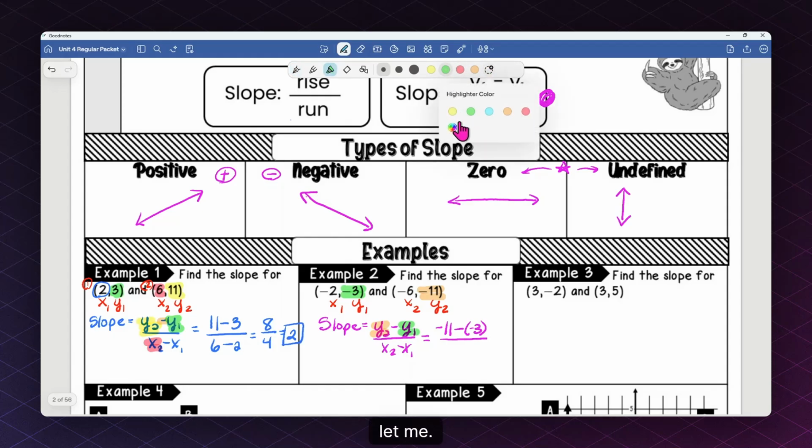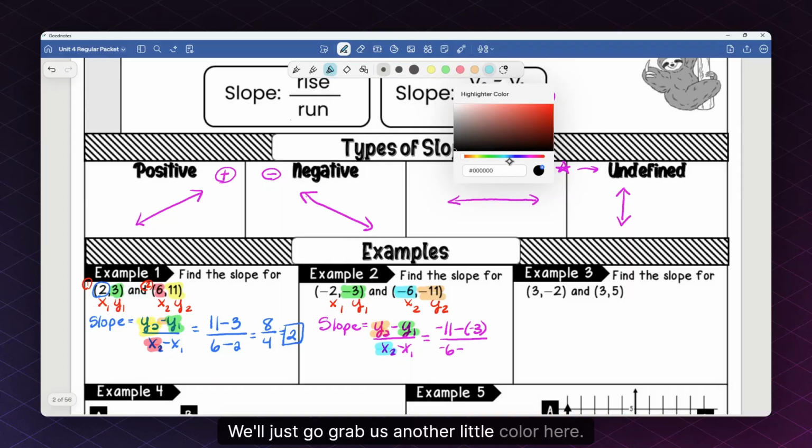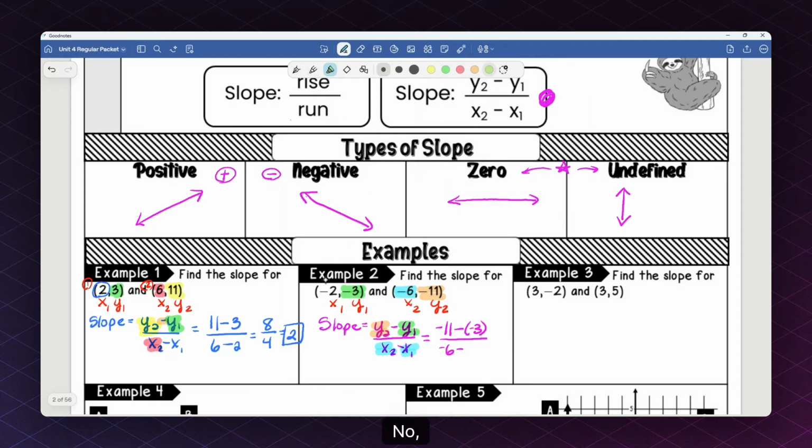All right, I'll just go get another color here. Let's see, we got x2. Okay, my x2 is this negative 6 minus my x1. Let's see. Yeah, we got problems. We'll just go grab us another little color here. I don't even know what color to grab. Guess we'll try that one. Okay, so my x1, I didn't even pick it, is negative 2.